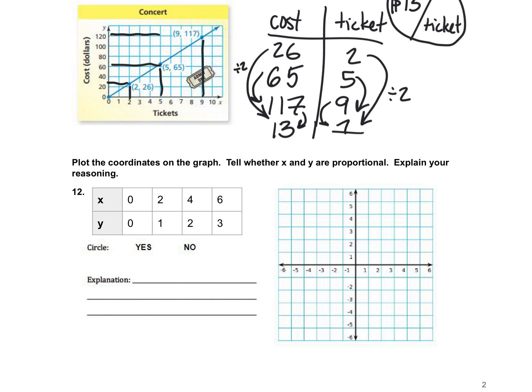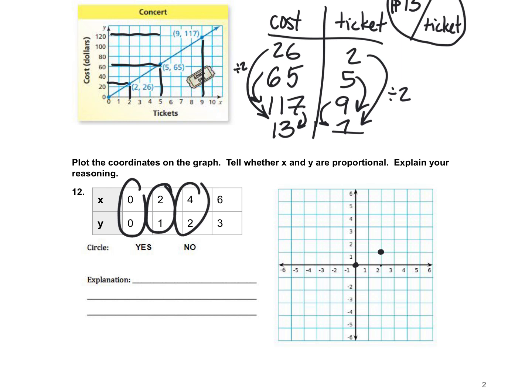Finally, number 12 says plot the coordinates on the graph, tell whether x and y are proportional, and explain your reasoning. So, in order to plot these, we're going to take our x-y pair, like this, and we're going to say, oh, this one just doesn't go anywhere. It sits right there. My next one, we always say that x runs, y rises. So we're going to go to 2 and then go up 1. And that is the point 2, 1.